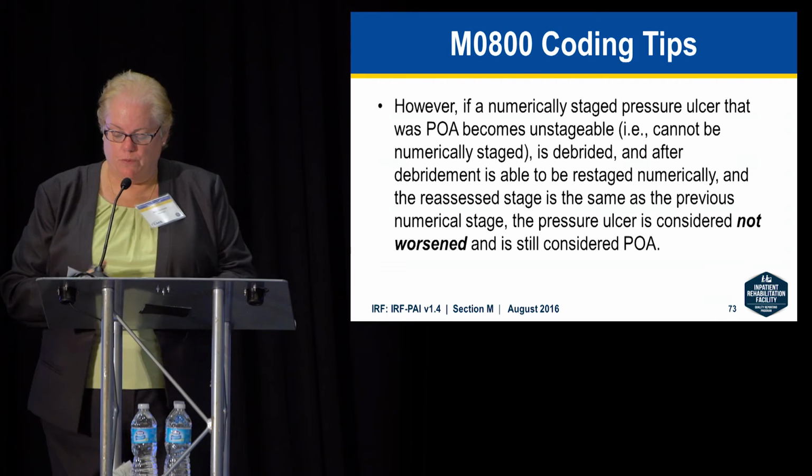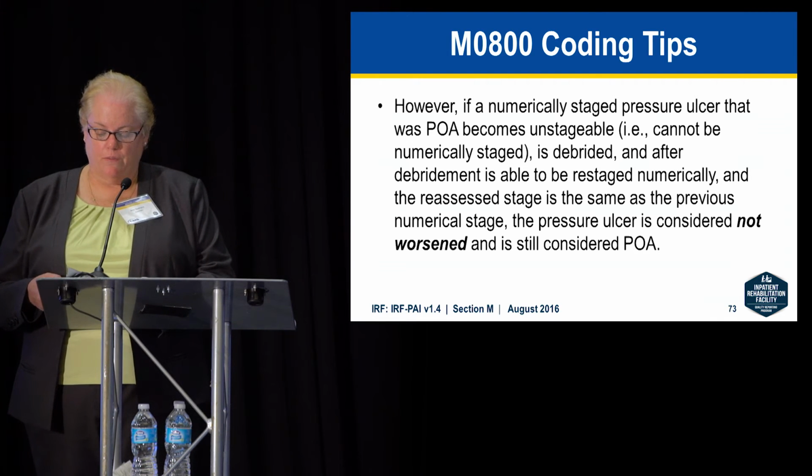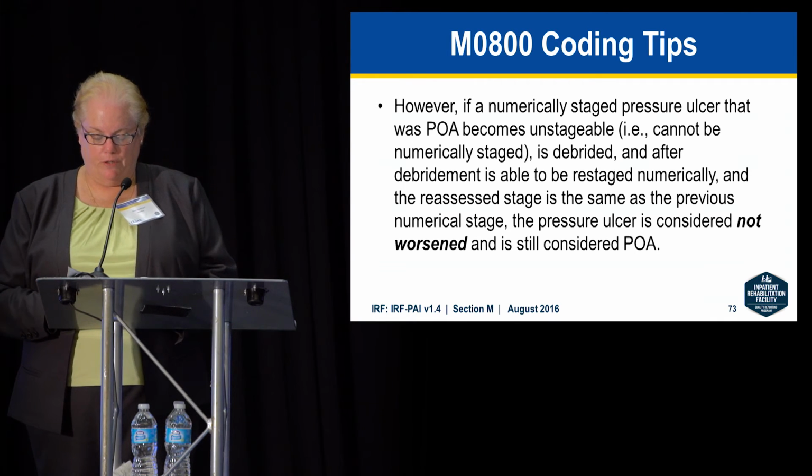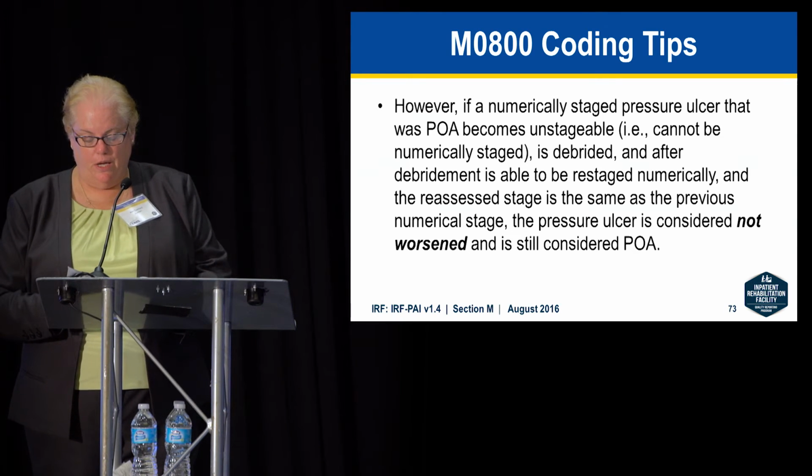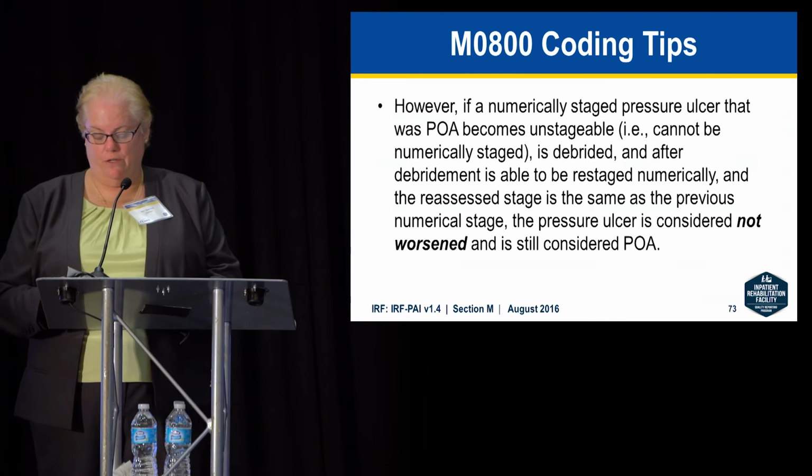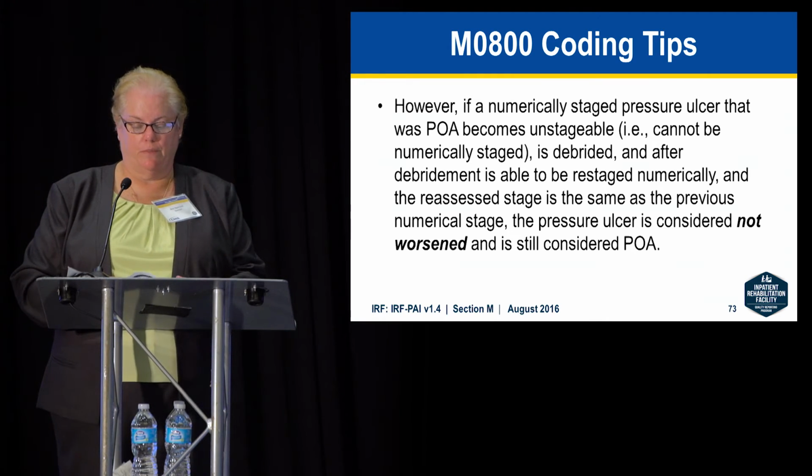If a numerically staged pressure ulcer present upon admission becomes unstageable, cannot be numerically staged, is debrided, and after debridement is able to be restaged, and the reassessed stage is the same as previously, it is not considered worsened, and I think we already talked about that.